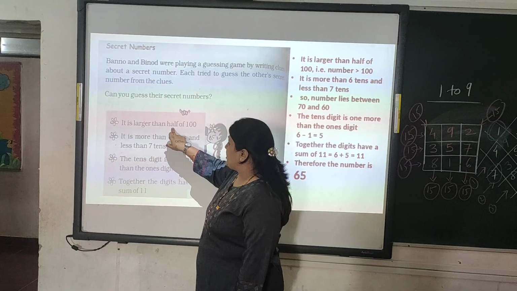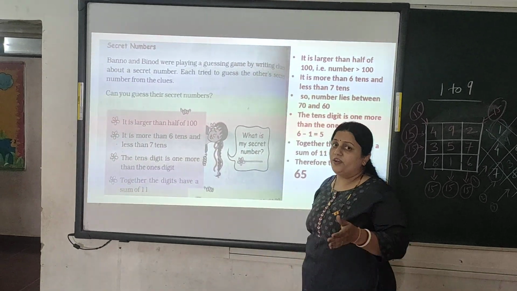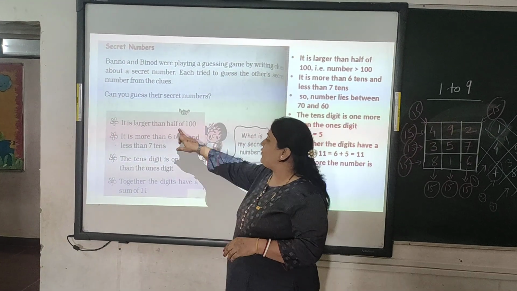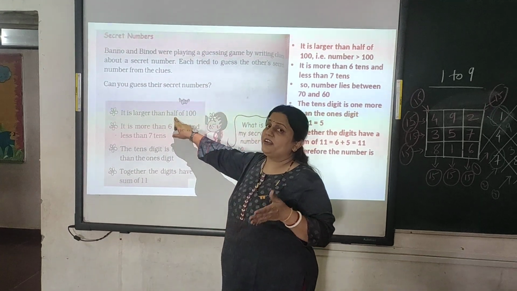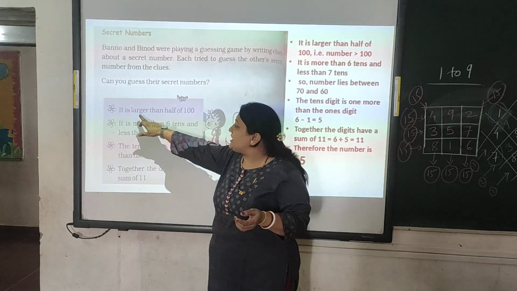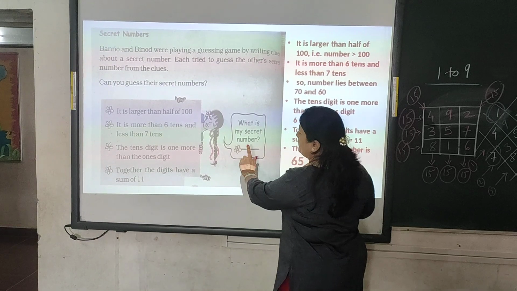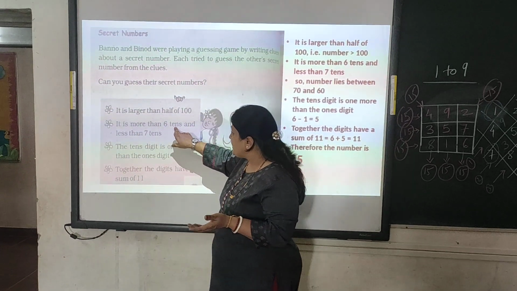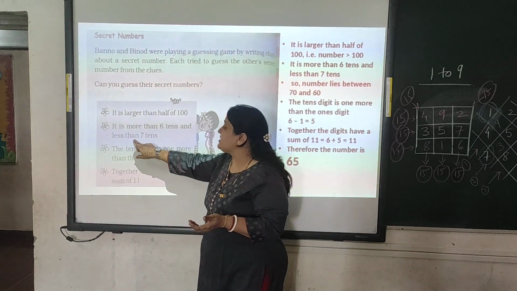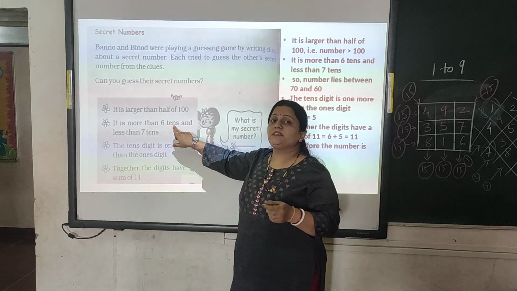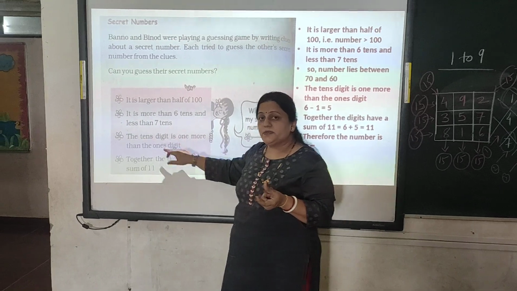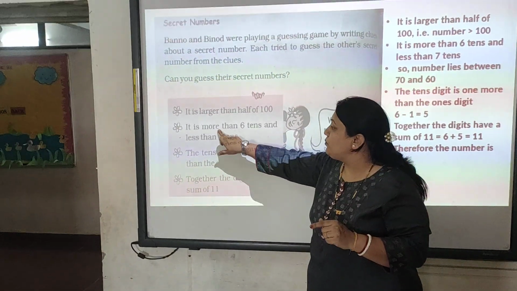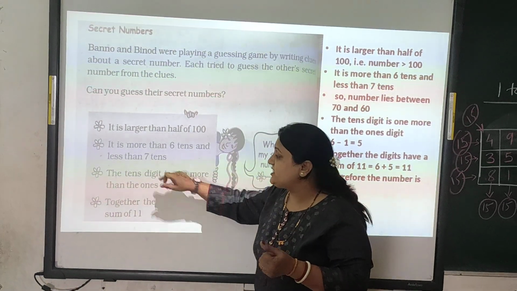It is larger than half of 100. Half of 100 means what? Half of 100 is 50. So it is larger than 50, meaning this secret number is greater than 50. It is more than 6 tens and less than 7 tens. 6 tens means 60, 7 tens means 70. So it is more than 60 and less than 70.